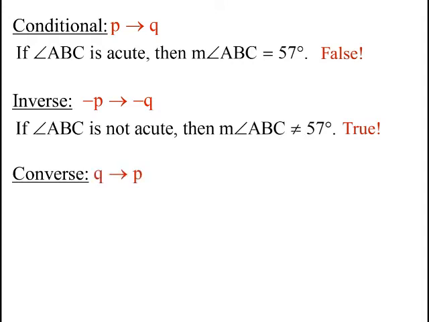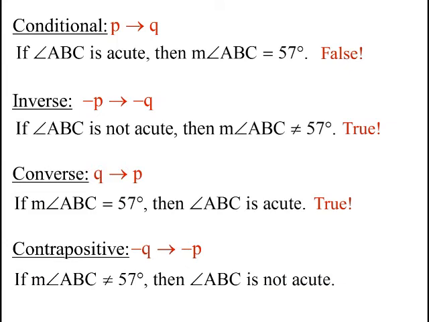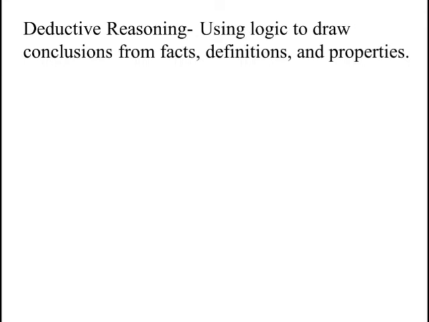The converse, flip it around. If it is measuring 57, then it is acute. That is true. All 57-degree angles are acute. No relationship between the converse and its conditional. Let's look at the contrapositive. Flip it and negate it. If the measure of angle ABC is not 57, then ABC is not acute. Well, that's false, because it could be 42 and be acute. So again, it matches the original conditional. The original conditional is false. The contrapositive is false.